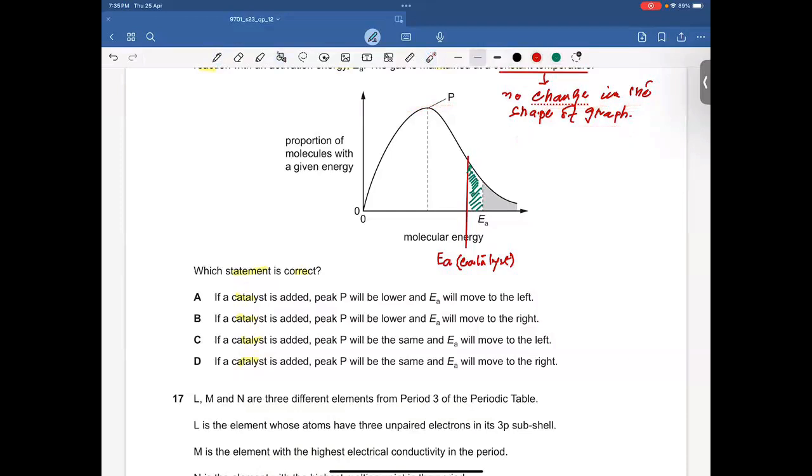So P will be lower, wrong. P is not going to change because there will be no change in the graph, so P will remain the same. That means A and B are incorrect. Now competition exists between C and D. When a catalyst is used, it provides an alternative pathway, so the activation energy moves towards the left, as you have seen. I've drawn it for you. This one is right, this one is wrong; it cannot go to the right-hand side.